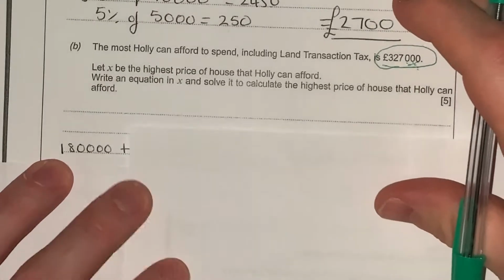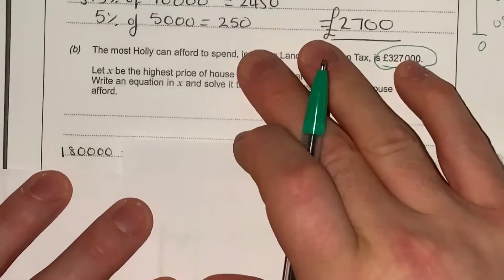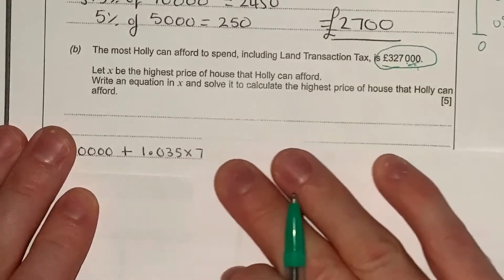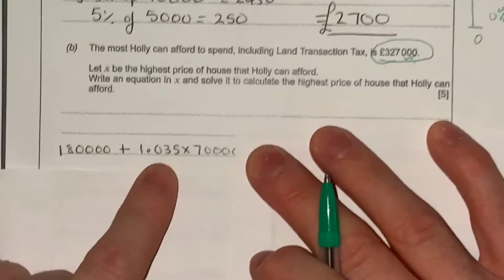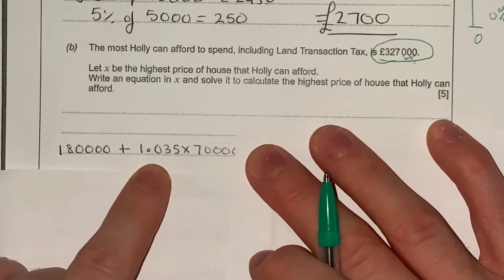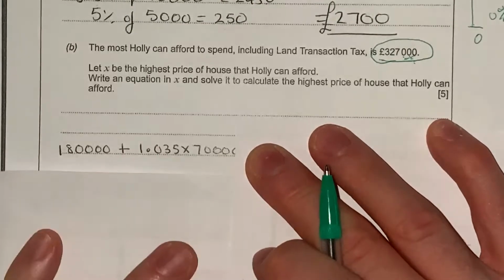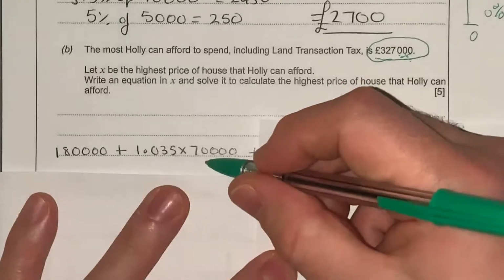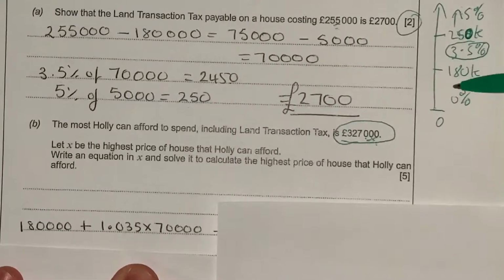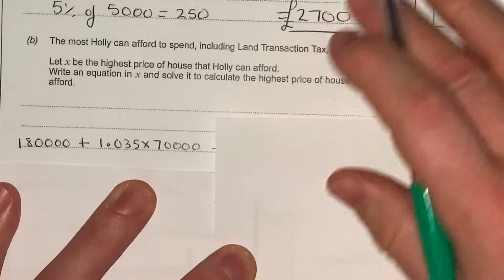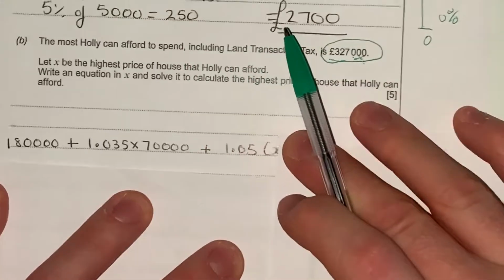So the first thing we would do is we'd have the 180,000. Then we'd add on to that the 3.5%, which is why I've written 1.035, because that's a calculation to add on 3.5% of 70. Where did the 70 come from? Well, I'd done that earlier. That's the gap between 180 and 250. Then the next bit's a bit trickier.